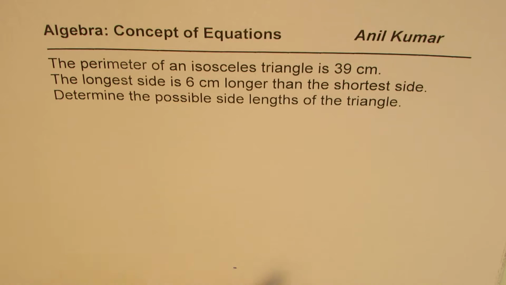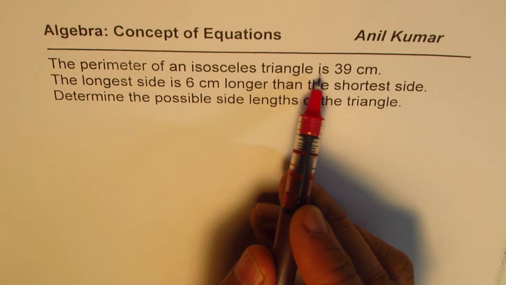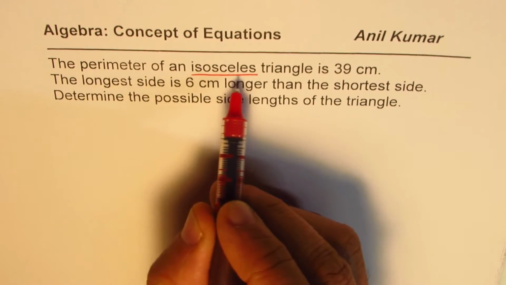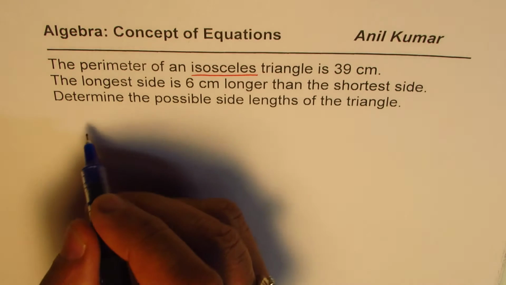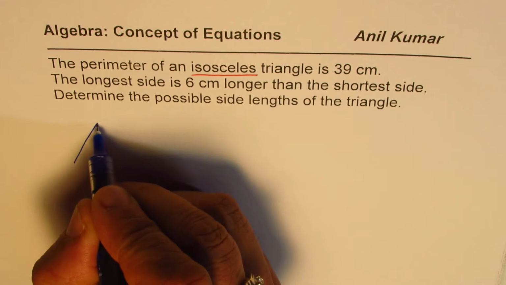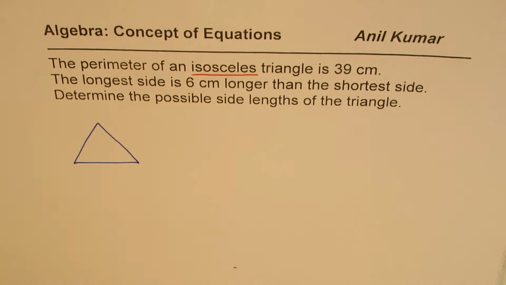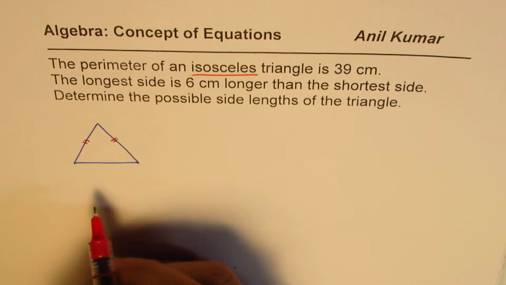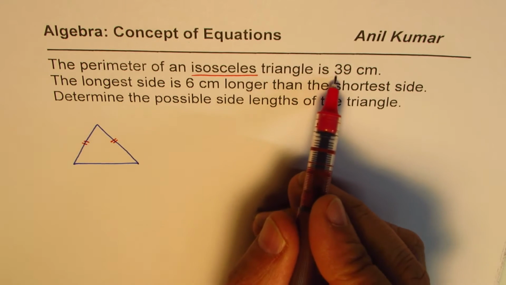Now, what we are given here is the perimeter of an isosceles triangle is 39 centimeters. So let's understand the word isosceles. It means that two sides of the triangle have the same length, right? So let me make one. Let's say we have a triangle like this, and these two sides have the same length. So that becomes an isosceles triangle. Is it okay?